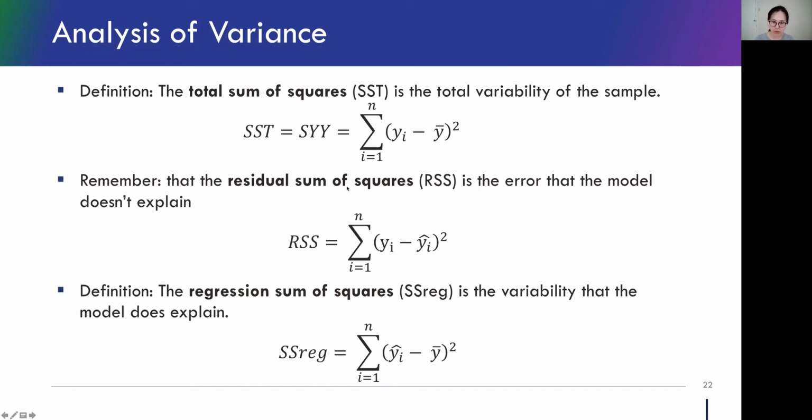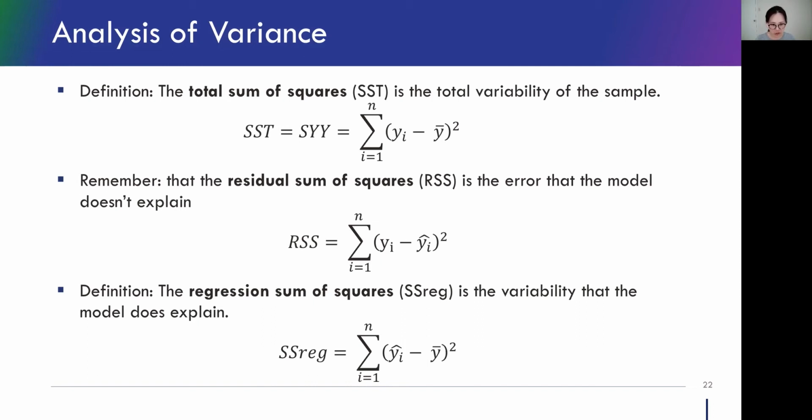And the residual sum of squares, we actually talked about this before. This is the error that the model doesn't explain. So this is your data minus the predicted or fitted value for y. So this measures the residual. You take the square and you take the sum, residual sum of squares. And that's the error the model did not explain.